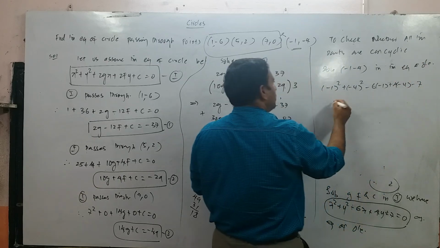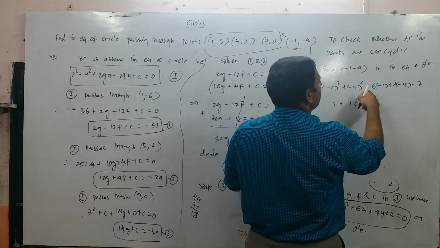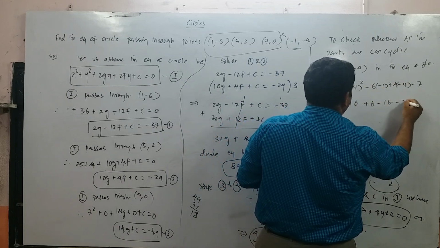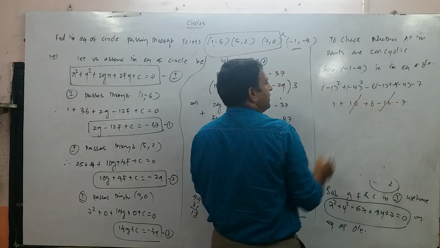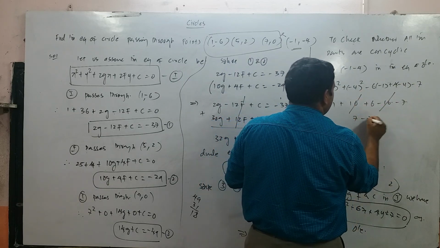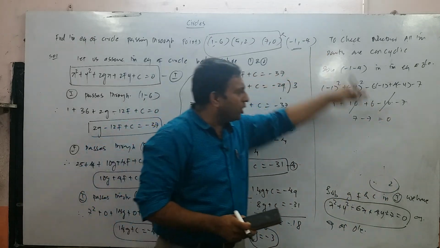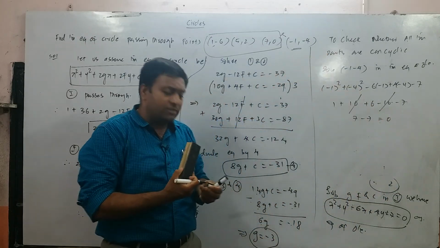Let us check. (-1) square is 1, 4 square is 16, minus 16 plus 6 plus 1, minus 7. -16 plus 16 cancel, 6 plus 1 is 7, 7 minus 7. Is it equal to 0? Yes, it is equal to 0. Means the fourth point is also satisfying the given curve, or the given circle.